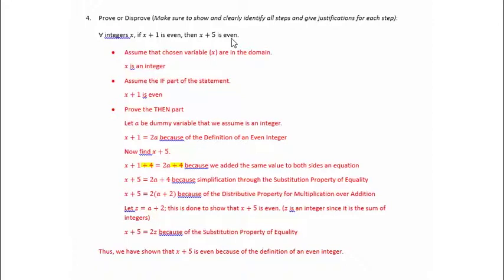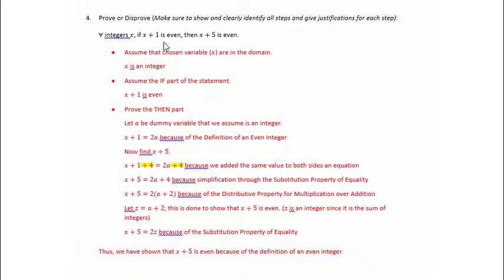So I think the best way to start this is just plug some values in for x to see if they work. So if I put a 1 in for x, 1 plus 1 is 2, that's even. 1 plus 5 is 6, that's going to be even. You can put in a few more examples to show that this is something that's going to be true.